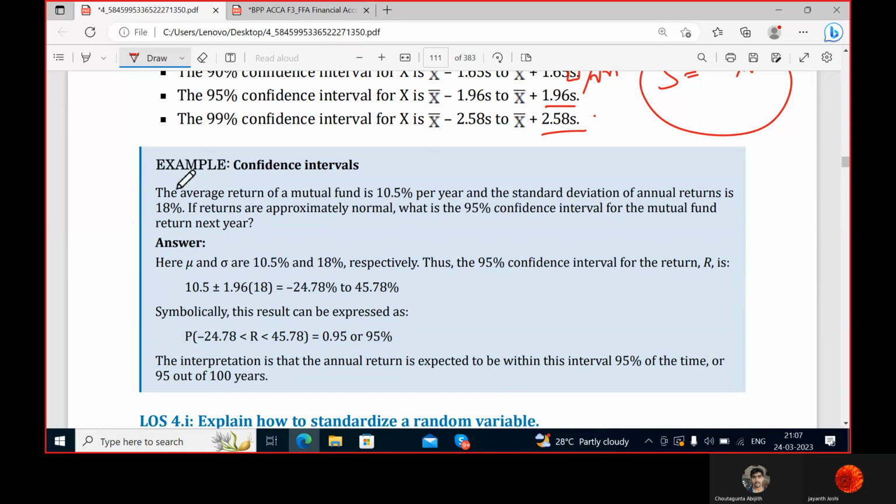Now, can you just go for this question, Abhijit? Can you find out this one? Yeah, I'll solve it. Okay.